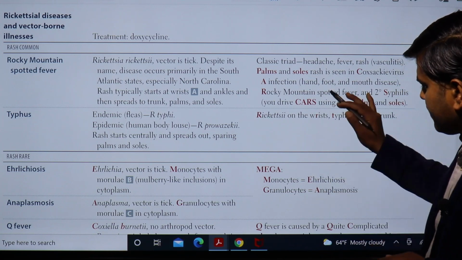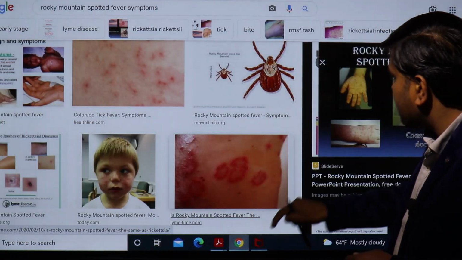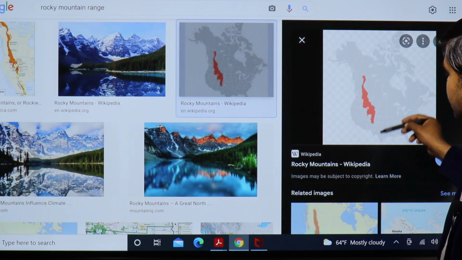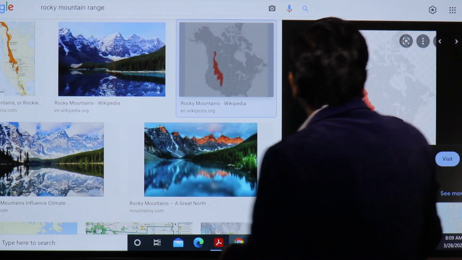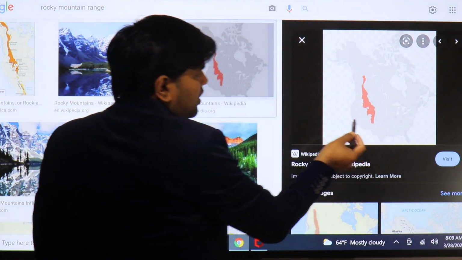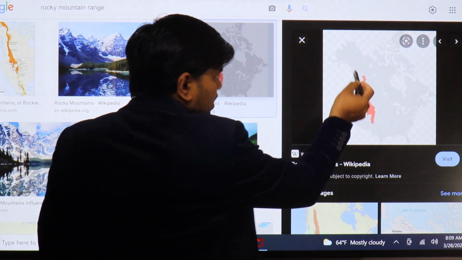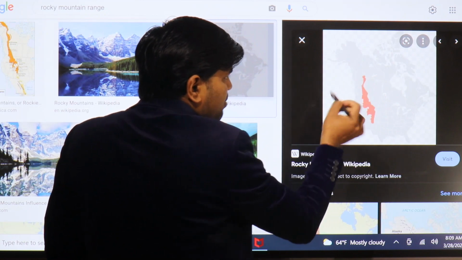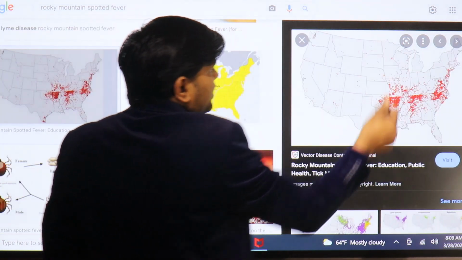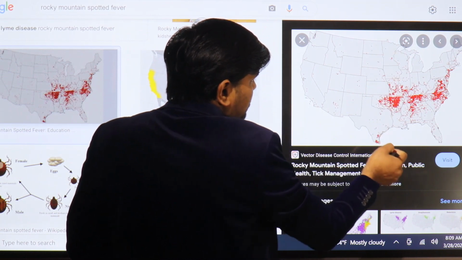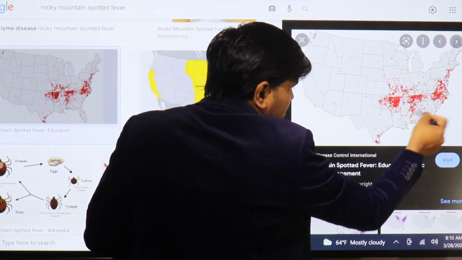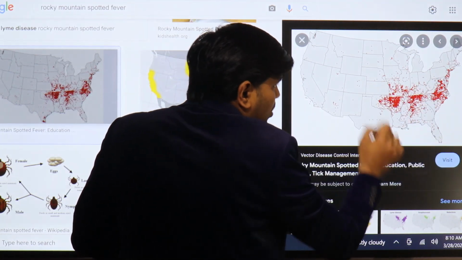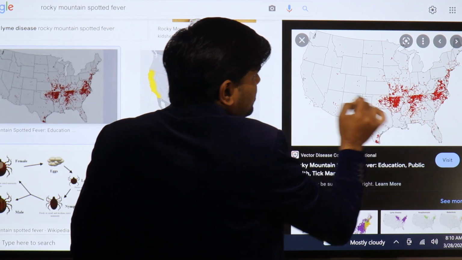Okay, so let me take you to some of the images so you will understand. Normally, this is the Rocky Mountain range in the USA. In America, if you see, this is the Rocky Mountain range. So although the disease name is Rocky Mountain spotted fever, we usually believe that it will be around this Rocky Mountain range, but that is a wrong conception. Actually, the east and south region states are commonly presenting with this Rocky Mountain spotted fever.